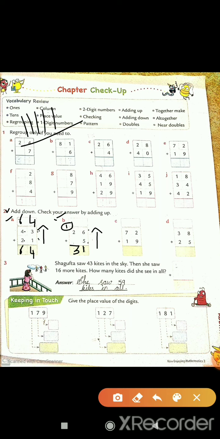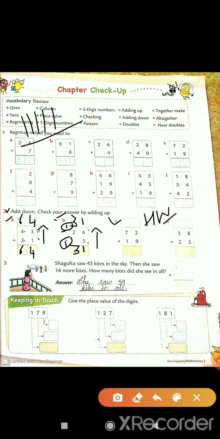So 5 plus 6. 5 plus 6 is again 11. Now 11 can be regrouped as 1 ten and 1 one. But already we have carried this 1 when we added down. So you will carry 1 here, that is below 2, and write 1 here. Now add tens. 2 plus 1, 3. Got it, students? This C and D is your homework.